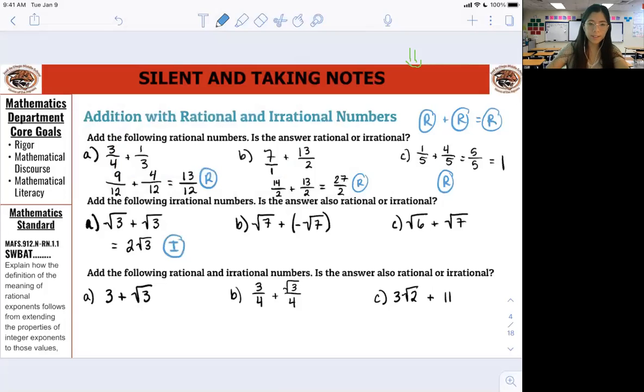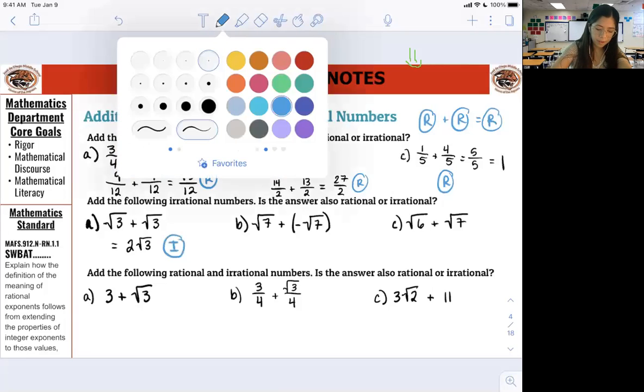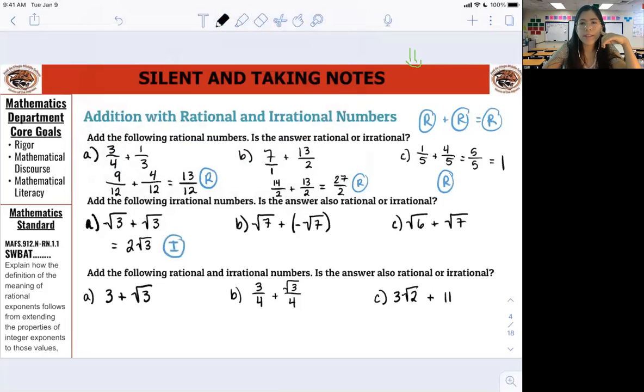Now, let's see if that happens in the next example. The square root of 7 plus the negative square root of 7. If I'm adding a negative, what is that the same as? Subtracting, exactly. So I can rewrite this as the square root of 7 minus the square root of 7. Well, what happens here? If I have the square root of 7 and then I take it away, what am I left with? 0.